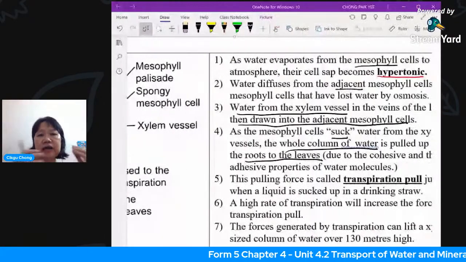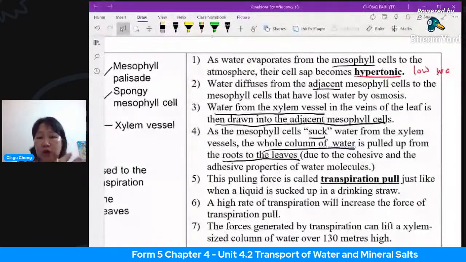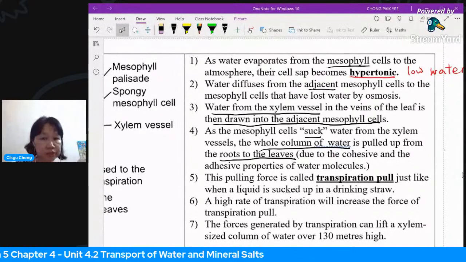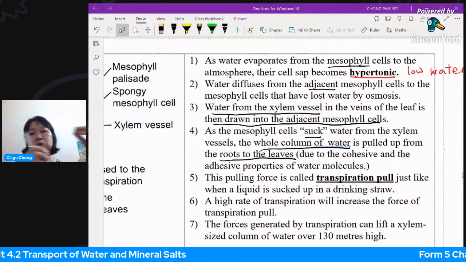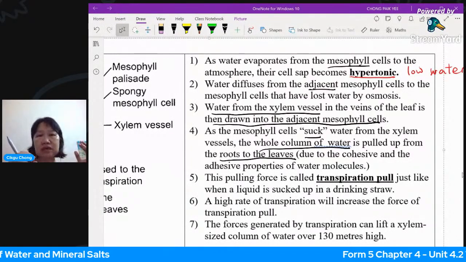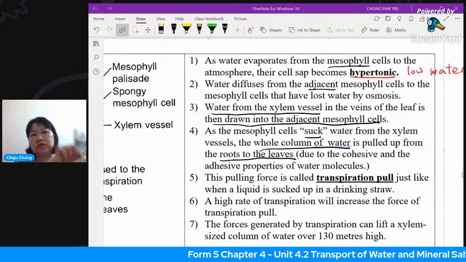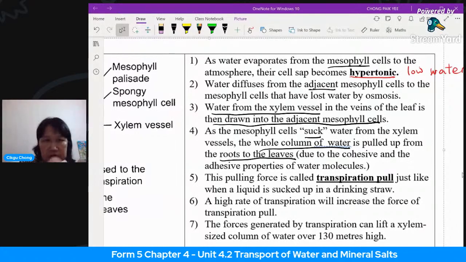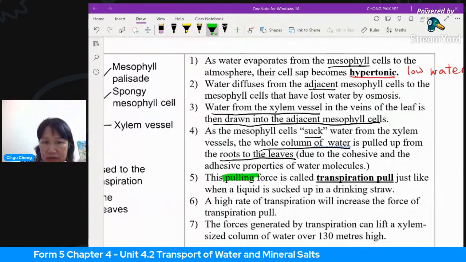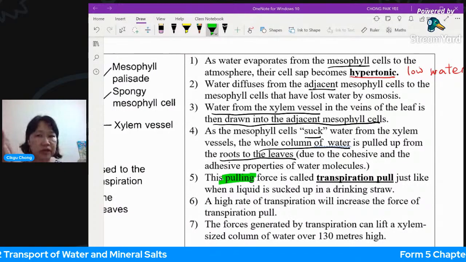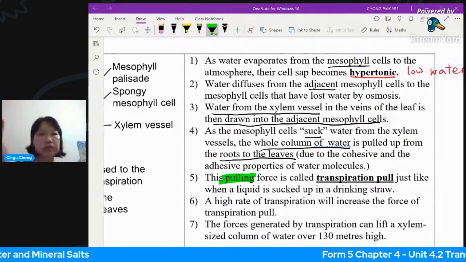Okay, so now this force whereby the water disappears from the leaves because of transpiration, it's just like sucking the water up from the stem, from the xylem in the stem, so it goes into the leaves. So this pulling force, now look here, this is a pulling force. It's like sucking the water, right? Because the water in the leaves is disappearing, that's why the water can go in and replace it.